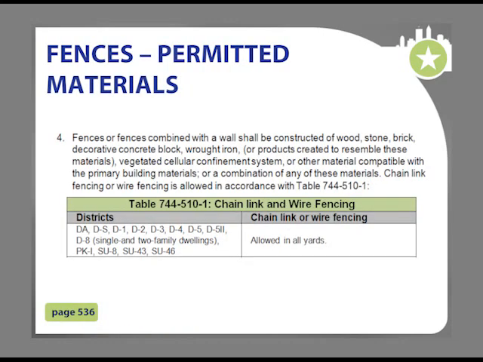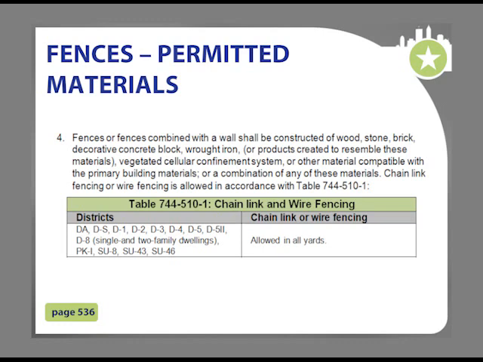Another aspect of single-family homes is often the fence. Many homes do include fences. We've made some changes in how we regulate fences in these single-family districts. You see before you the provision in Table 744, so that's in Chapter 744, Article 5, Section 10. That's where you'll find the fencing regulations.